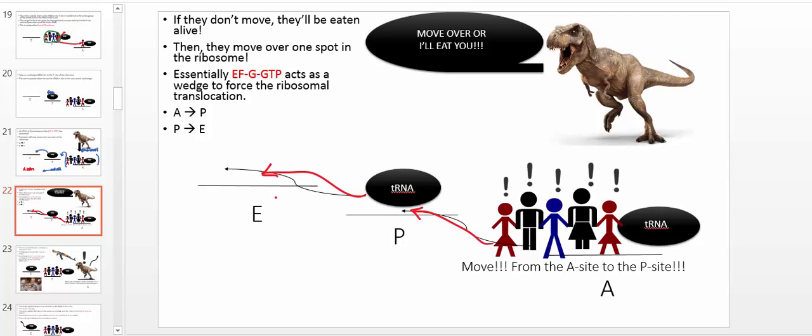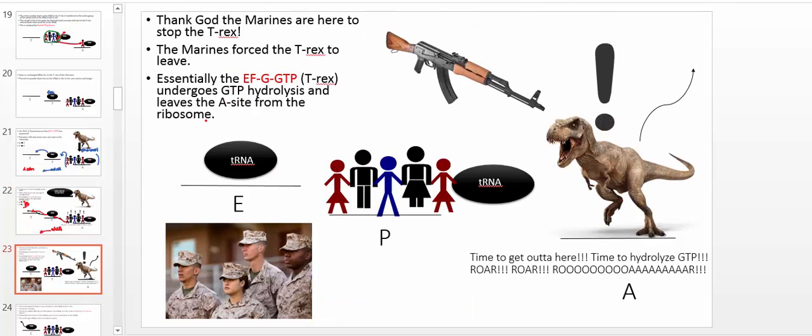So everybody wants to get away from the T-Rex, including the mRNA. So the mRNA moves over one codon. So everybody moves over, and so whatever's in the A site ends up in the P site. Whatever's in the P site ends up in the E site. This is the fundamental mechanism of the ribosome right there, and it's catalyzed by EF-G-GTP. Okay? Thank God the Marines are here to stop the T-Rex.